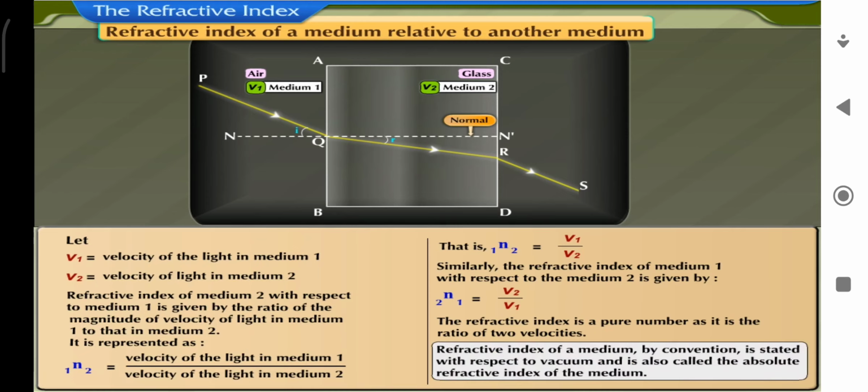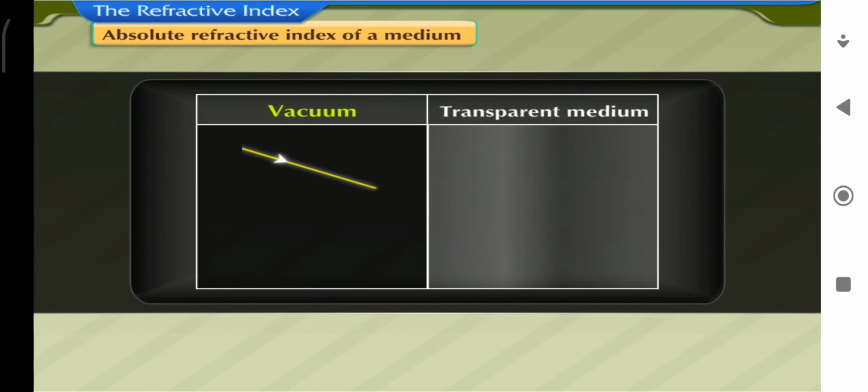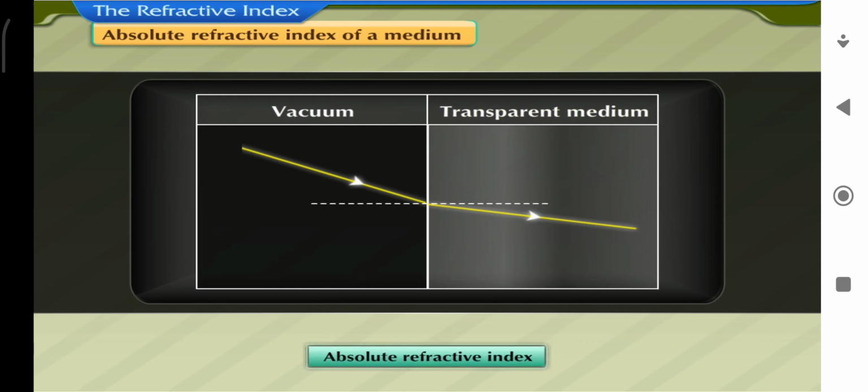Refractive index of a medium by convention is stated with respect to vacuum and is also called the absolute refractive index of the medium. Let us understand this concept in detail. Absolute refractive index of a medium. If light traveling through vacuum is incident on a transparent medium, then the ratio of the velocity of light in vacuum to the velocity of light in a particular medium is called the absolute refractive index of that medium.